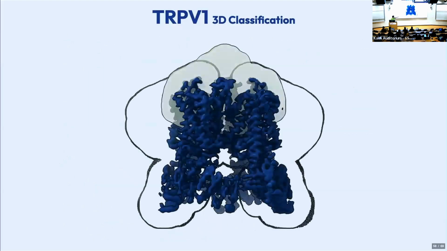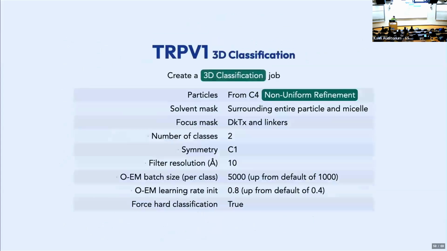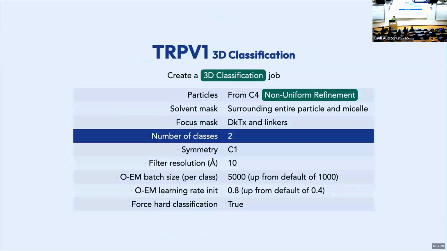Here's what my masks look like. There's the ion channel in the middle. We've got the solvent mask is this big pillowy thing around the outside, and the focus mask I've made much smaller and tighter around these linkers and the double knot toxin, right? So the CTD, no classification, just classifying on the double knot toxin. Here's our job. We've got that same set of particles with their poses from the C4 non-uniform refinement. The masks that I talked about, we're asking for two classes since we know they're either in the forward or backward orientation.